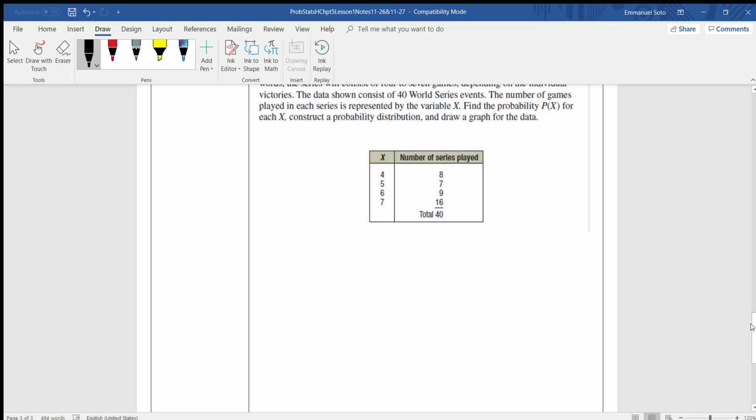So we're going to go ahead and include another column, if you will, and we'll call that P of x. Alright, so this will be our probability distribution here. So in this case, for x is equal to 4, they say the total is 40, so there's 8 series played out of 40. So this will be 8 out of 40. Alright, and we are going to reduce that. That reduces to 1/5. Alright, so the probability of that is 1/5.